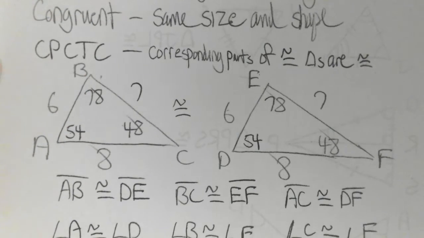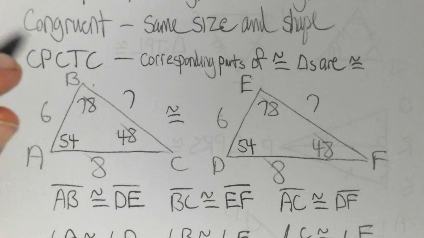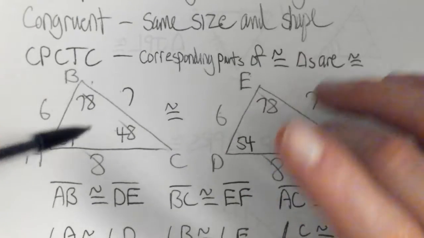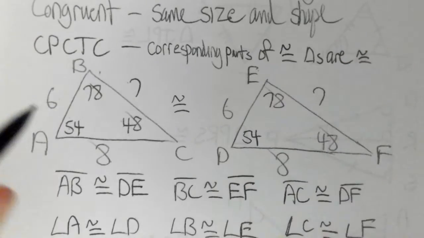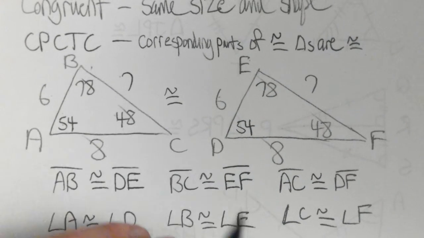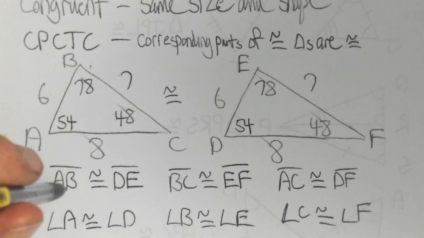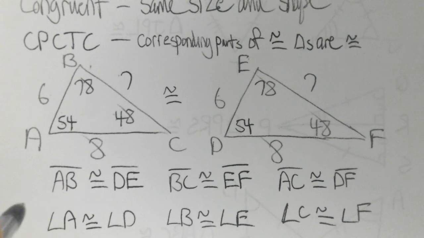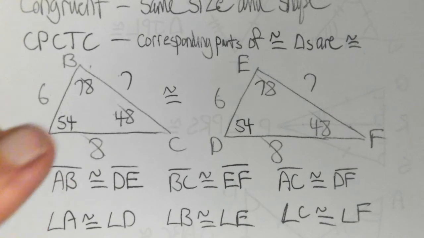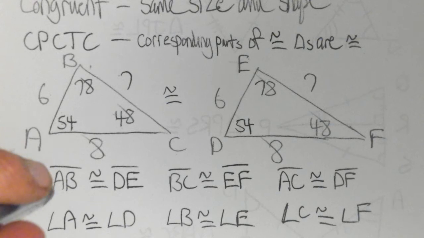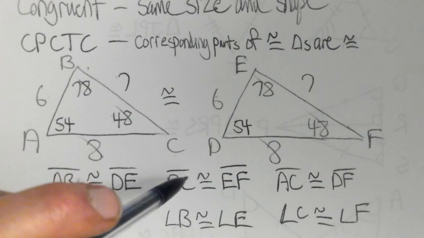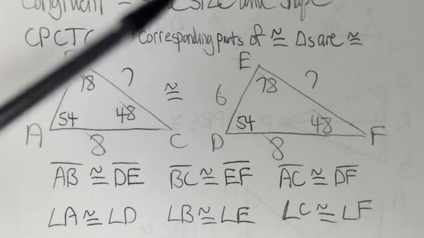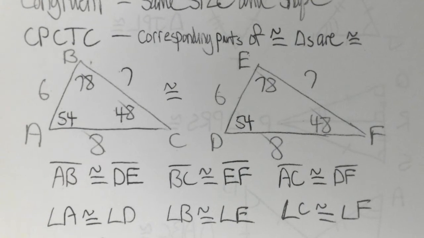Now we're going to take a look at 2 congruent triangles, and I know they're congruent because all 6 parts have a match: 6, 7, 8, 54, 78, 48. They all match. Congruent triangles. I'm going to write out the 6 congruent parts, because we're going to have proofs coming up later in this unit, and we need to make sure we have the notation down. You can't just say this side congruent to this side. You've got to know how to write the sides as segments.